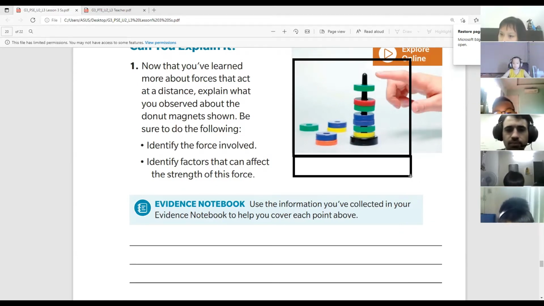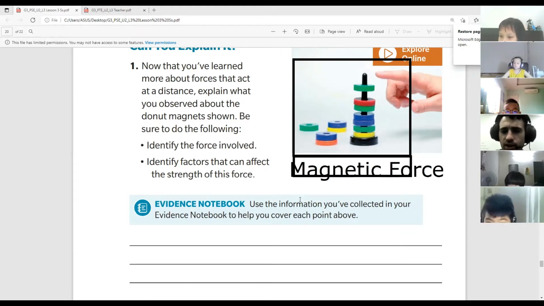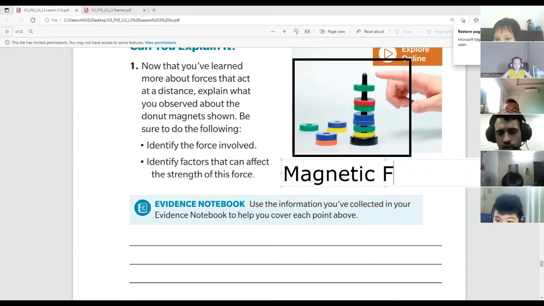I'm going to write that down. Okay, we have a magnetic force. That's what we're looking at. A magnetic force. Okay, so we have a magnetic force.